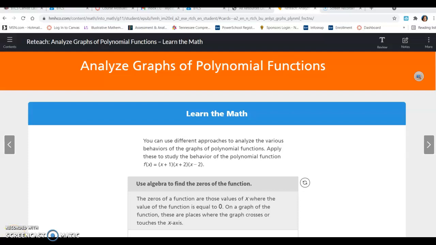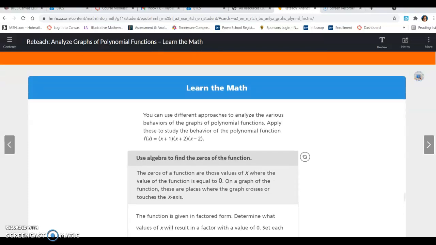All right, today we're going to look at lesson 3.2, Analyze Graphs of Polynomial Functions. You can use different approaches to analyze the various behaviors of graphs of polynomial functions. Apply these to study the behavior of a polynomial function.